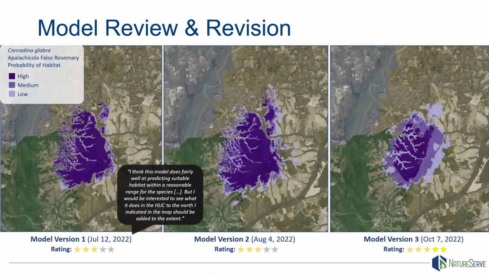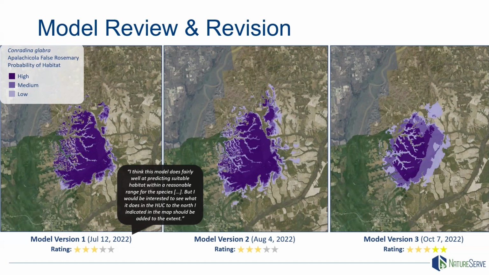NatureServe is constantly working to expand our model library and increase the performance of our models. One way we do this is by iterative improvements, using the reviews provided by our network of experts and collaborators to improve the models over time. Here, you're looking at iterative refinements of a model for Apalachicola false rosemary. At the bottom, you see an expert rating assigned to each model, alongside comments received on model performance. The 3rd iteration of the model received a 5-star review and a high confidence rating.